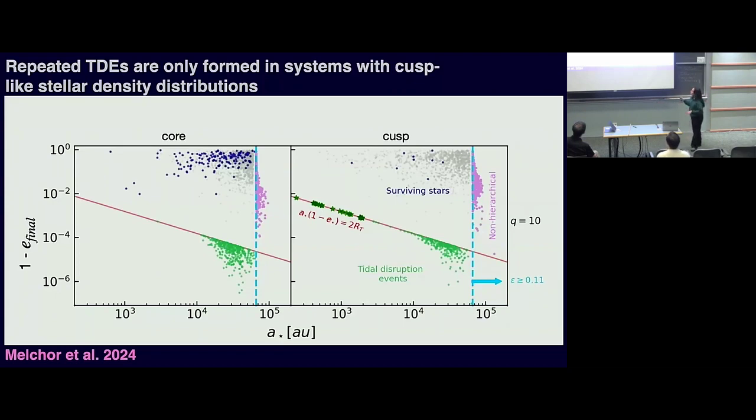And I'm comparing, this is specifically for a mass ratio of 10, so our smaller black hole is less massive than our larger black hole, remember? And then we're comparing this between a more core-like versus a more cusp-like stellar density distribution. And these particular stars right here, we've picked out because they graze this tidal threshold, and if we calculate their orbital period, they would be on periods of 30 years or less.